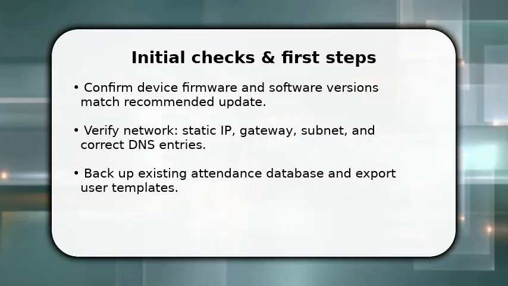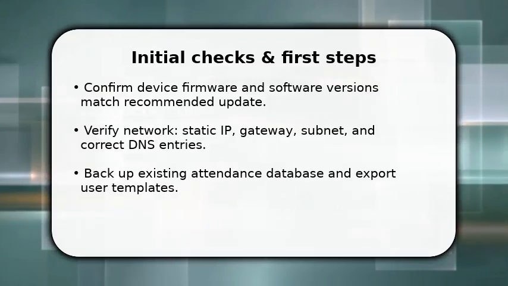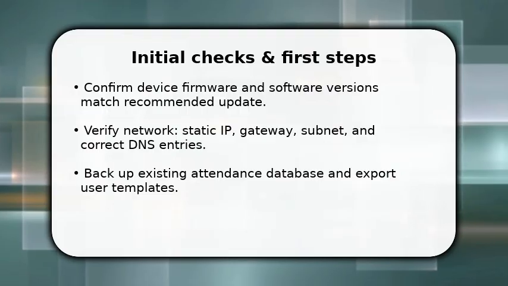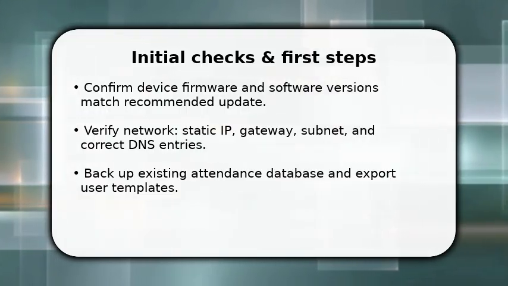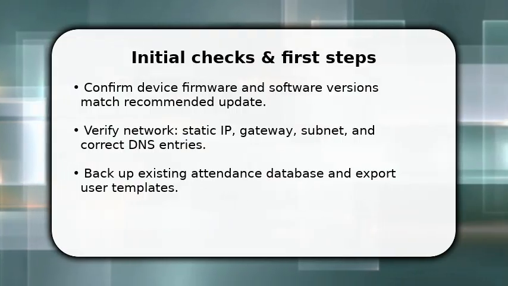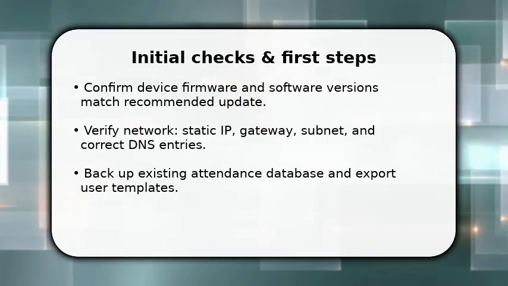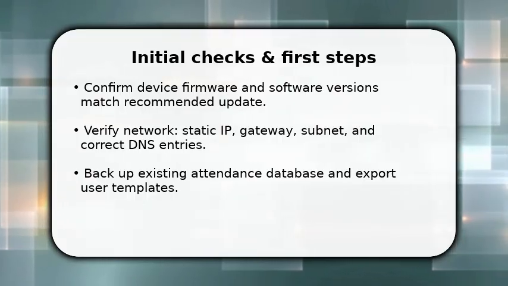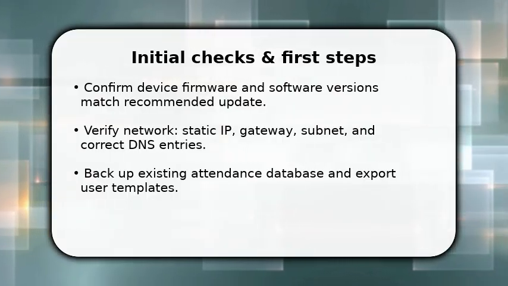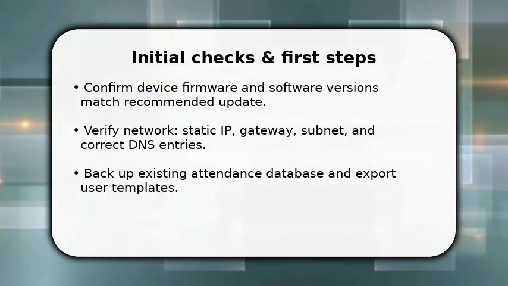You start by confirming firmware matches the updated client software. This prevents protocol mismatches. Next, check the device network. Assign a stable static IP, set gateway and DNS so the server can reach the unit. Once done, back up the attendance database and export all user templates, biometrics first, to avoid permanent data loss. These actions let you proceed with confidence and ensure the later sync won't overwrite or lose registrations.